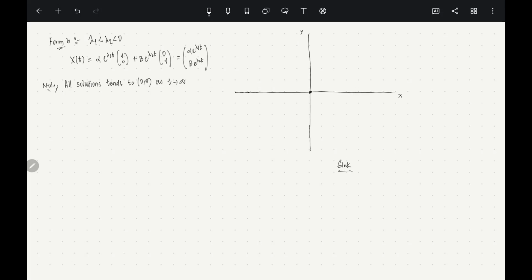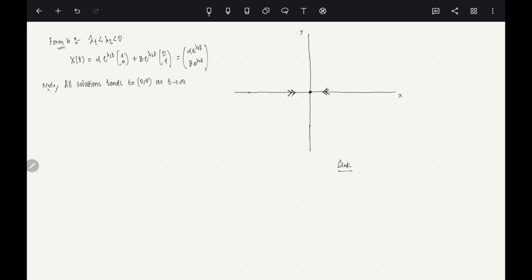Sink means every trajectory is sinking towards the origin, so that's why it's called a sink. First of all, the first solution will look like this. I'm not using a different color. This is one solution. Of course the solution cannot cross 0 0, so it will be very close to 0 0. This line is a solution. Similarly the other part will also be there.